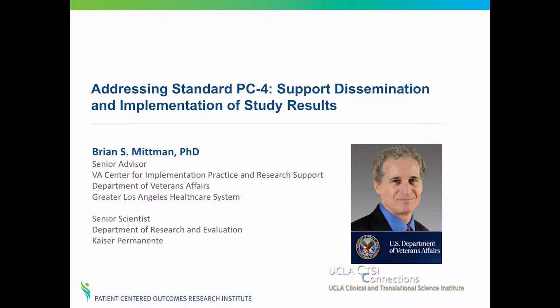So to the standard on dissemination and implementation, this standard applies to investigators, to researchers, and essentially it says that researchers should support dissemination and implementation of study results. And the questions we got about it were if we could clarify the role of the researcher in dissemination efforts. Suppose an investigator completes a study and is ready to publish it. Is that the person who's primarily responsible for disseminating the research?